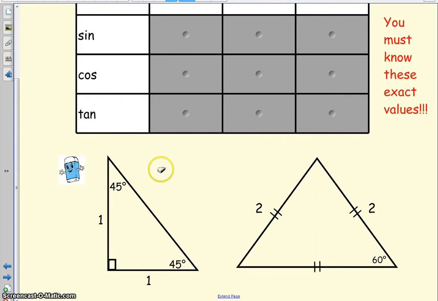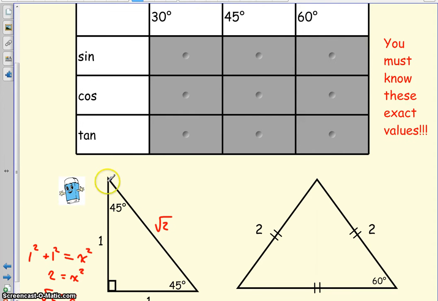Okay, to take it a step further, you know Pythagorean theorem, so you should be able to solve for this hypotenuse here in this right triangle. So remember, a squared plus b squared equals c squared. So that should tell me in this situation that 1 squared plus 1 squared, if I call this x, will be equal to x squared. So 1 squared plus 1 squared is 2. So x is going to be equal to the square root of 2. Okay, so that's going to give me this side length right here. And I should have everything I need here to find all the ratios for 45 degrees, sine, cosine, and tangent.